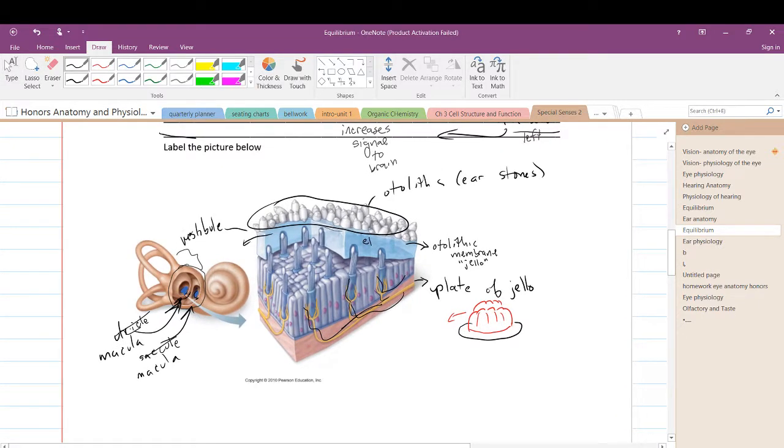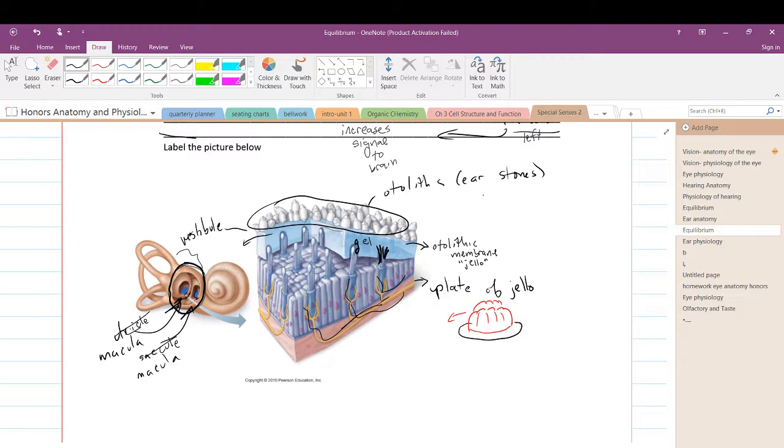Here's our vestibule. I forgot I had that on that picture. Here's our vestibule, and there's our two, the utricle and the saccule, but they both have a macula. And so they both have, here's our gel, and here's our little otoliths. They weigh that down, and then here would be our cilia. And so as the head turns backwards, the gel is going to tilt backwards, and then we're going to perceive it as such.